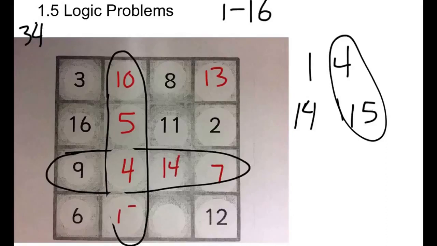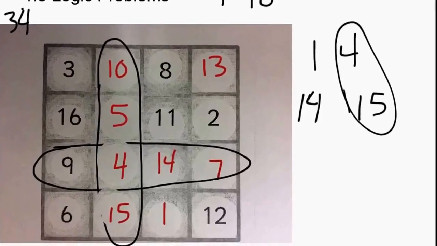And then our 15 had to go there, so that means we have 1 left over there. And we're done. If you add up all of the different rows and columns, they'll all add up to 34. So you can see it's a little bit of a complicated question, but once you solve a few of the obvious ones, the rest can be done fairly easily.